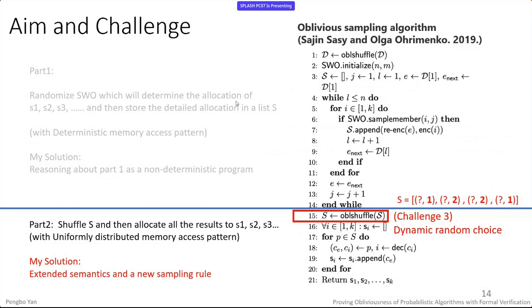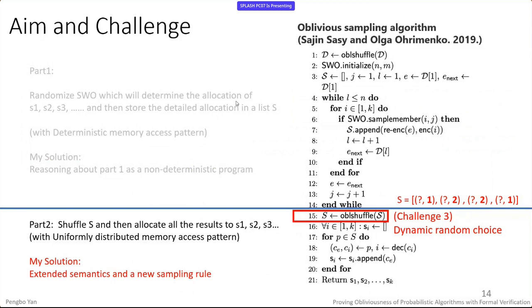I'm not sure whether it answers your question. So what about the spec for the algorithm itself, like the overall specification that you want to prove for the whole algorithm, ignoring SWO? What is the high level spec?